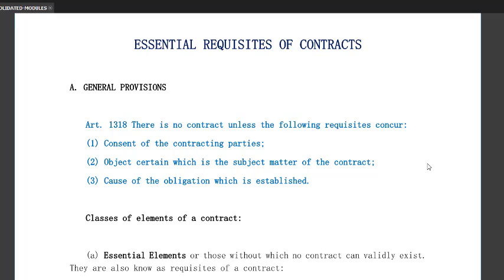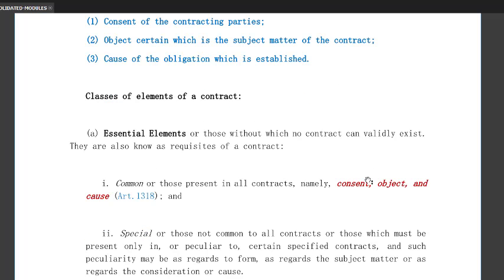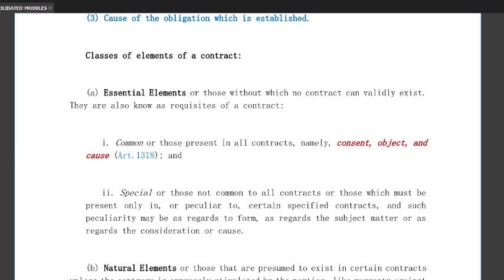Ano? So, we have as well under 3019 the definition of consent. So, we know that consent is part of the essential elements of a contract. Under the essential elements, these are the elements that should be present in a contract, or else a contract could not be considered valid. No contract can validly exist without the essential elements. That is the consent, object, and cause.